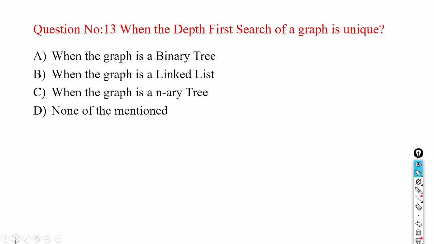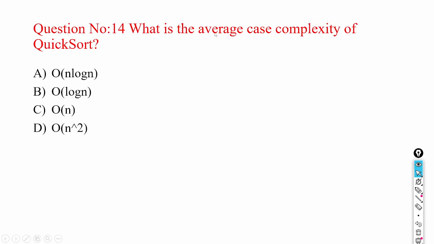Moving to question number 14. What is the average complexity of the quicksort? Did you get one idea, right? What is complexity? There are two types of complexity: time complexity and space complexity.